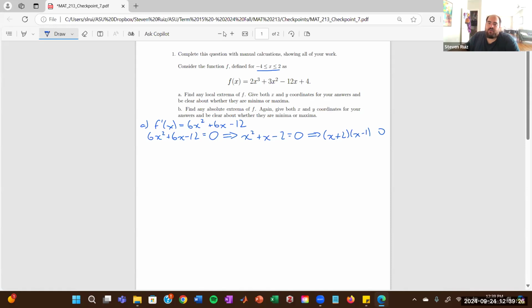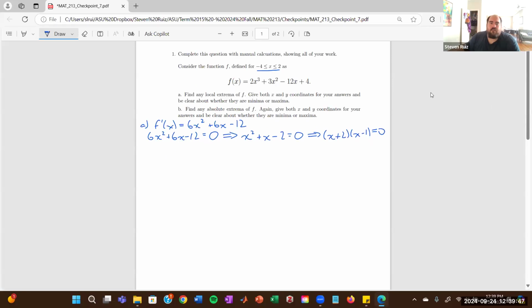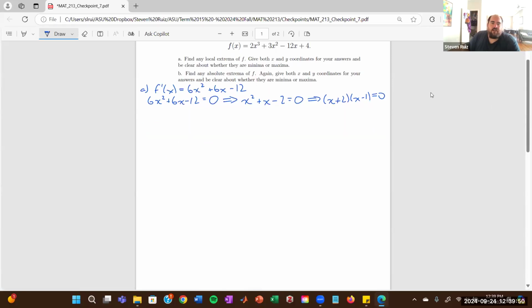So from here, I can write down, where's my draw? So I'll wait for that to wake up. Okay. So from here, I can write down my two critical values of f. Those are -2 and +1. So I might have local extremes at these points. So now we have to figure out if we really do, and if we do, what kind of extremes they are. Are they minima or maxima?